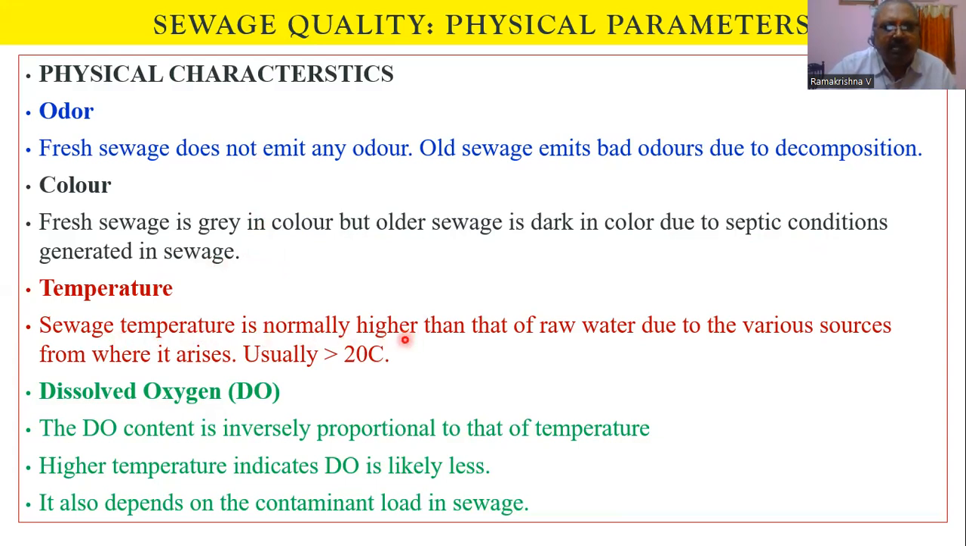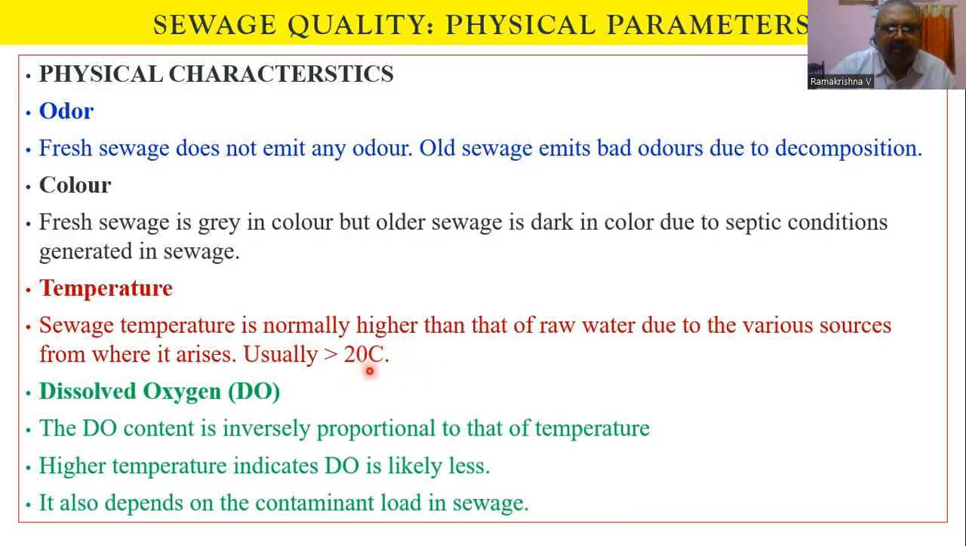And temperature of the sewage is normally higher than that of raw water due to the various sources from where it arises. In household operations, we are having cooking operations and some other boiling operations, and that water is discharged through the tap. When it comes out, it is having higher temperature than the raw water. Like these, industrial operations are also having higher temperature of water that may release into the drain, and thereby the temperature of sewage or wastewater is slightly higher than that of raw water. Usually, the temperature is higher than 20 centigrade.